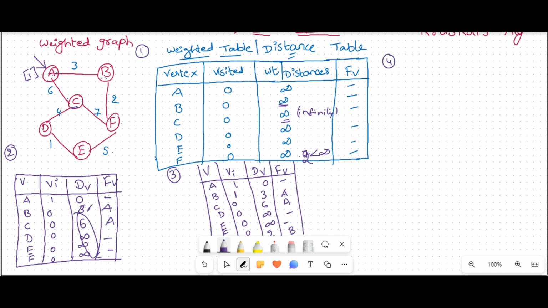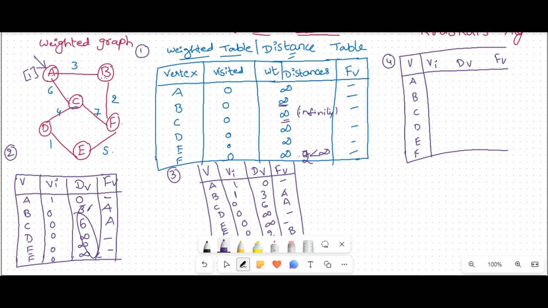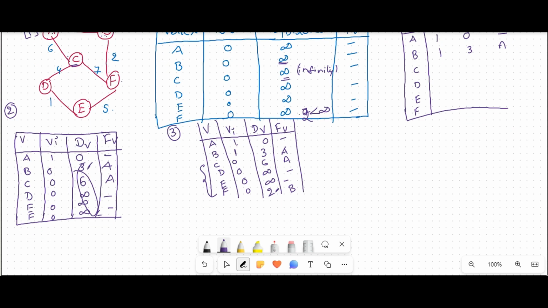Now coming to the fourth step. Vertex, visited or not, distance from the vertex: A, B, C, D, E, F. In this distance table, the already visited vertices' rows are written as they are: 1, 3, from A. Now, from C, D, E, F, which vertex should we use? Which vertex has the least distance? 2 units is the least distance.